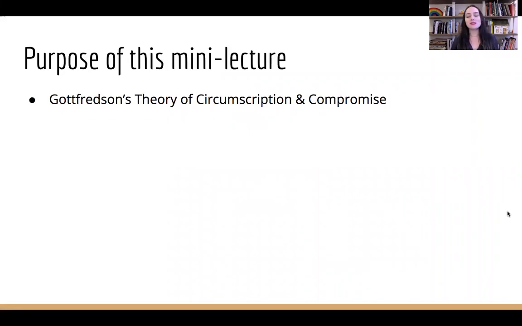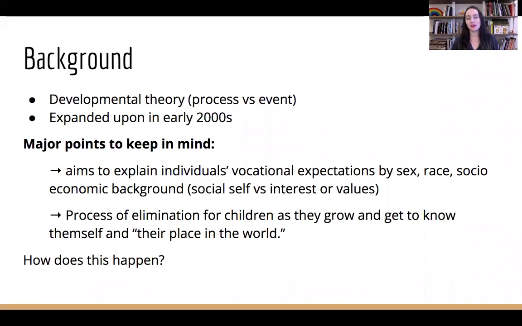The purpose of this mini lecture is to discuss Gottfredson's theory of circumscription and compromise. So this is another developmental theory like Super's theory that we discussed last week. This is really about process versus event. So we're looking at lifespan versus making a decision on environment and fit. This came out of the early 80s. It was developed throughout the 90s and kind of expanded upon in the early 2000s.